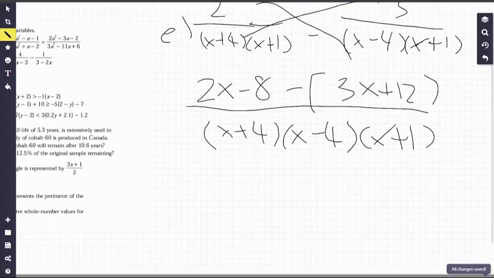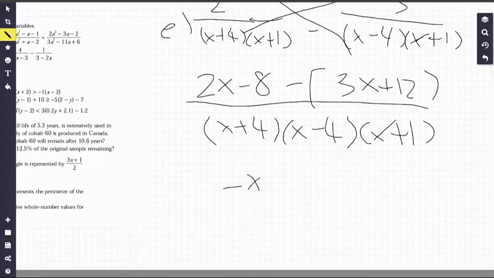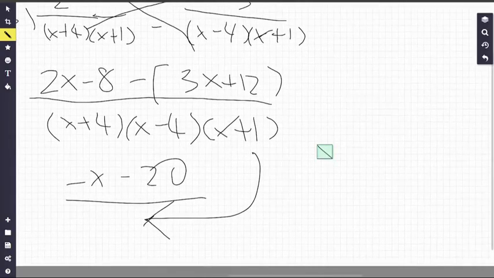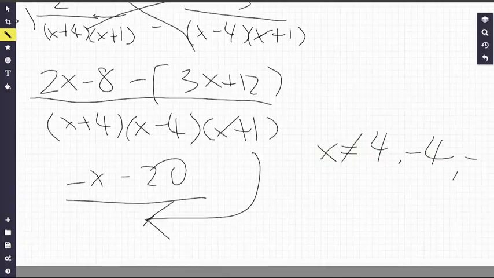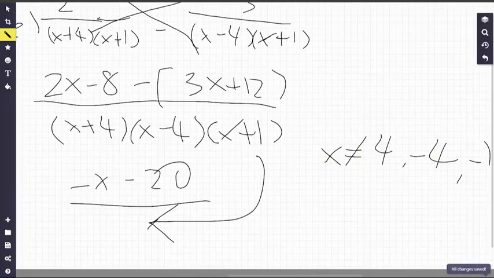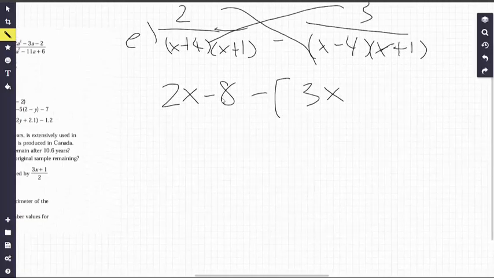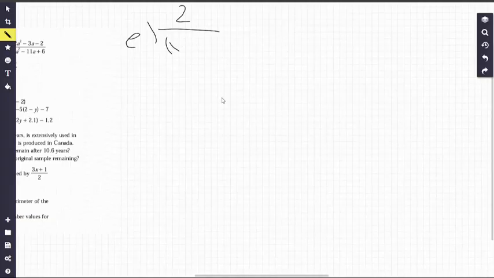And the top is going to simplify down to -x minus 12, -20, over this. And the restriction is x cannot equal 4, negative 4, negative 1, because that will make the denominator 0. And that's E.